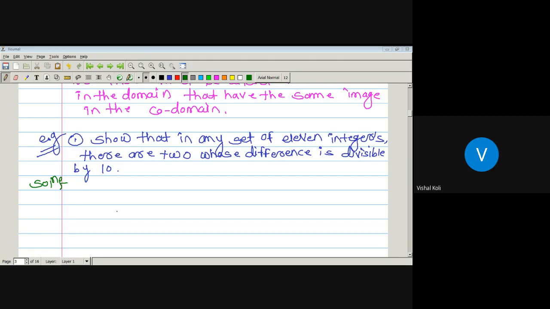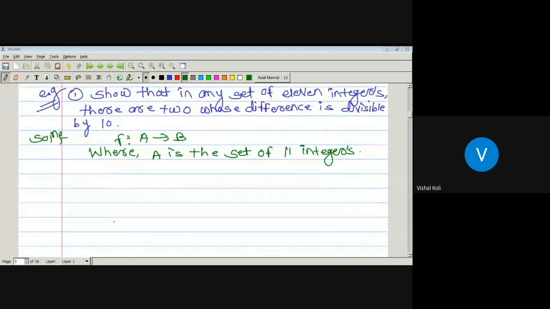Okay, so let us take f is a function from set A to set B, where A is the set of 11 integers. Okay, and we know that over modulo 10, what are the possible remainders over modulo 10? 0, 1, 2, 0 to 9. So consider B be a set which contains the elements 0, 1, 2, 3 and so on up to 9. So what is the cardinality of A here? Cardinality of A is nothing but 11, and cardinality of B is 10.